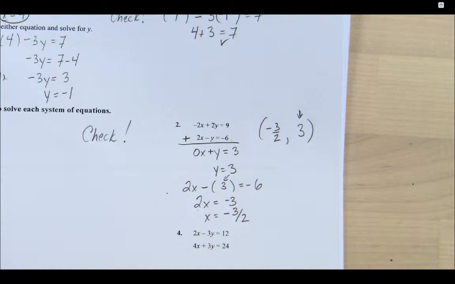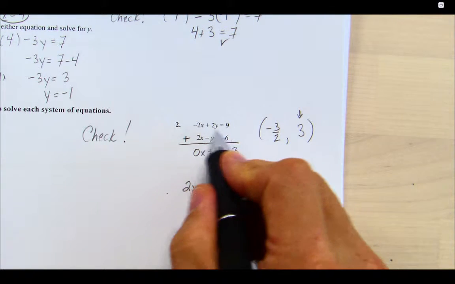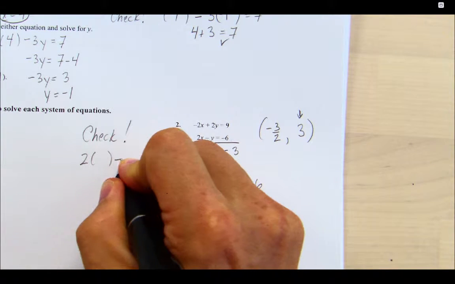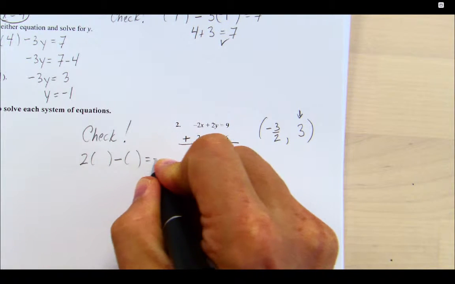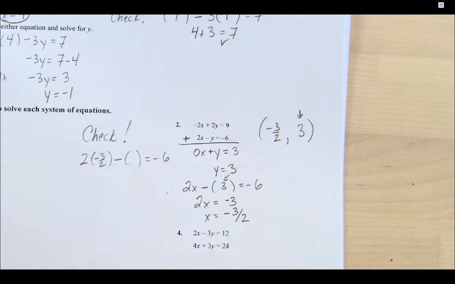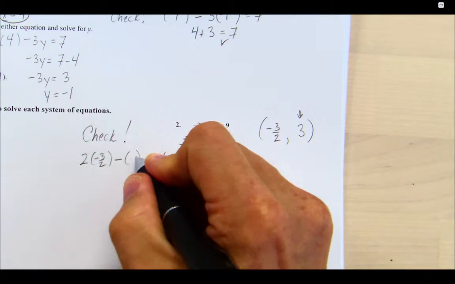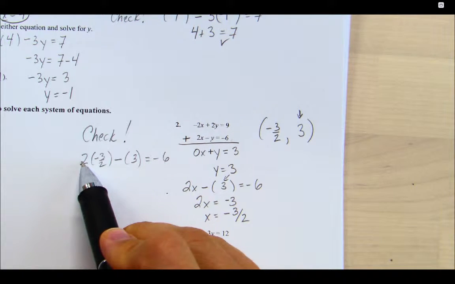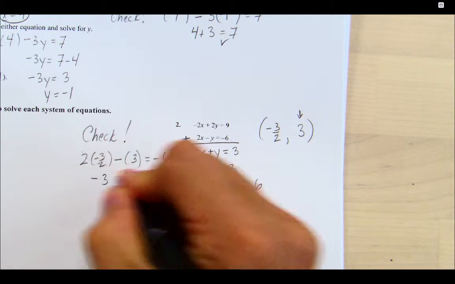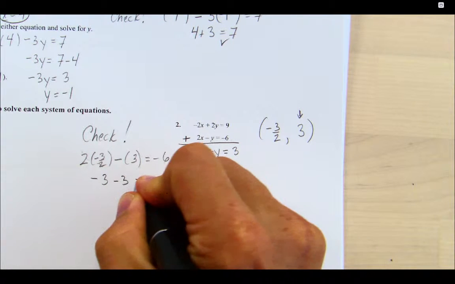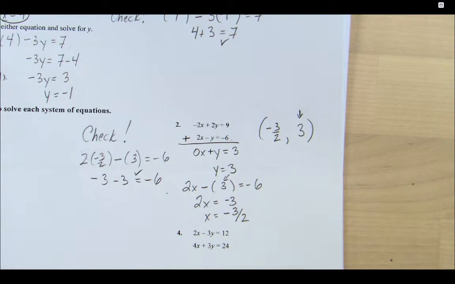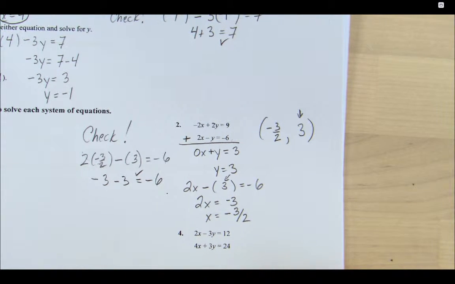Okay, so now I'm going to put it into this one just to make it a little simpler. So I got 2 times something minus something should equal minus 6. So if I put minus 3 halves in here, which was my x, and my 3 in here, I can see these 2's are going to cancel out, right? So I'm going to get minus 3, and in fact it does equal minus 6. That's awesome. Okay, so that's looking pretty good there.